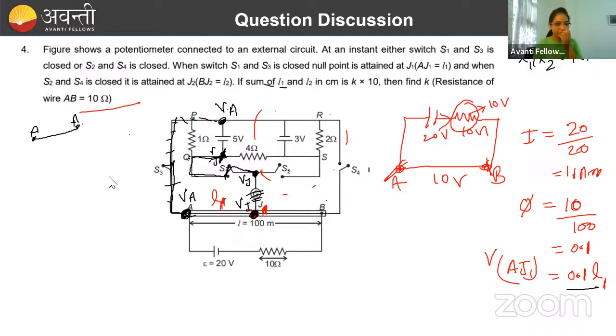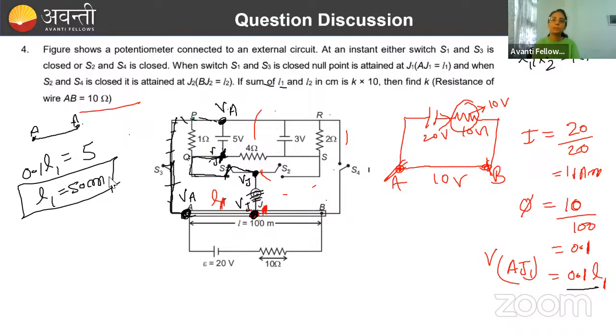दिख रहा है एक्सटर्नल सर्किट से? VA माइनस VJ क्या है? 5 वोल्ट है. सो व्हाट यू विल बी राइट now 0.1 L1 will be equal to 5. Both external and internal potentiometer circuit we have solved. Now what will be the value of L1? 15 meter. So L1 मिल गया मुझे.